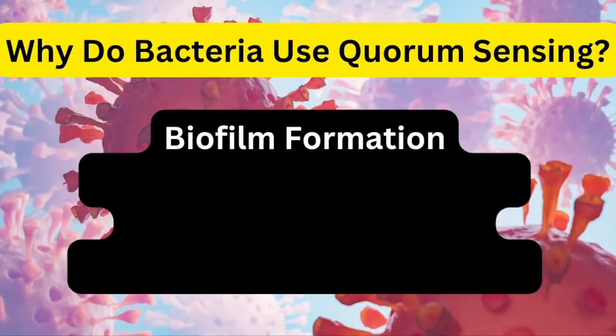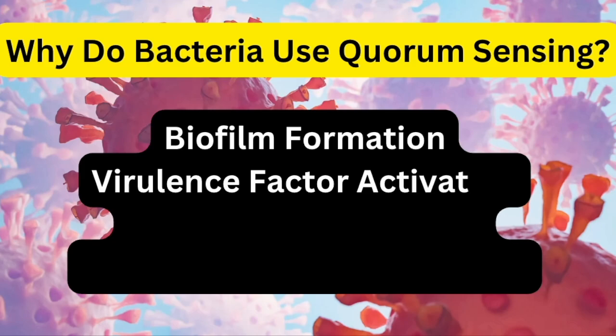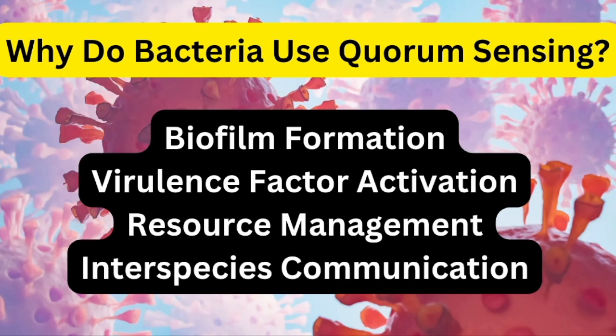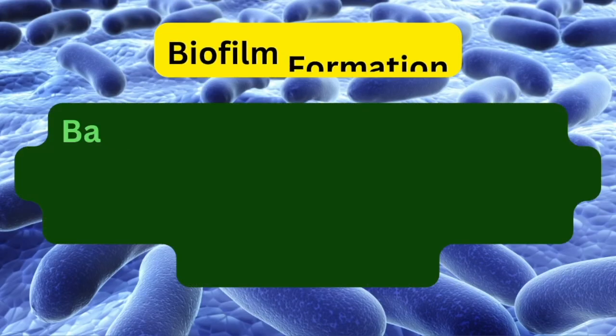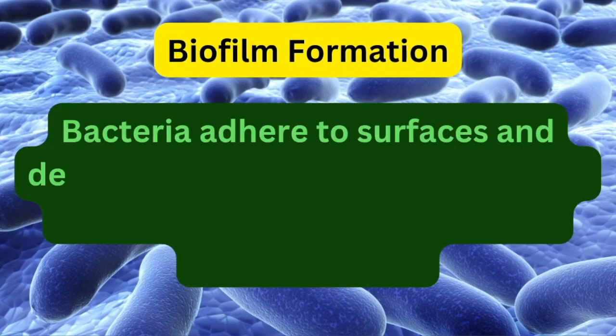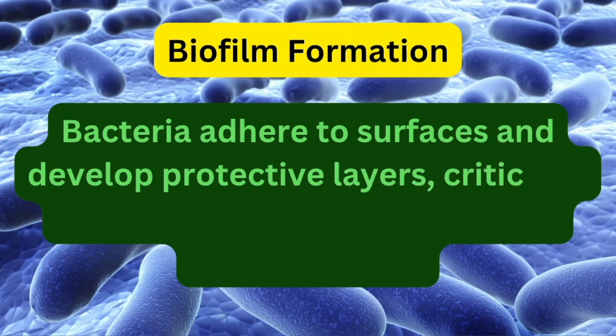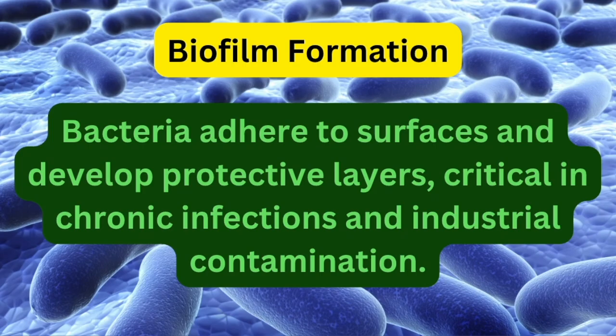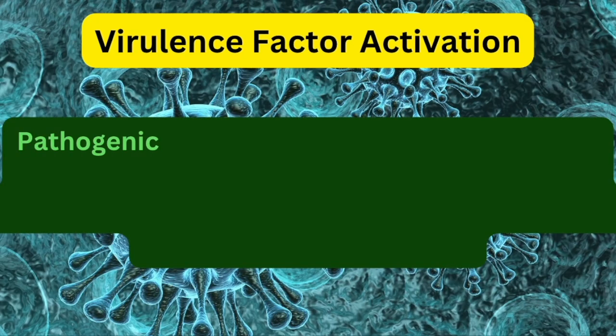Now, why do bacteria use quorum sensing? For biofilm formation, virulence factor activation, resource management, and interspecies communication. So biofilm: bacteria adhere to surfaces and develop protective layers, critical in chronic infections and industrial contamination.